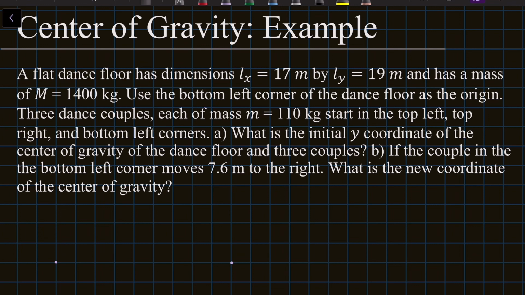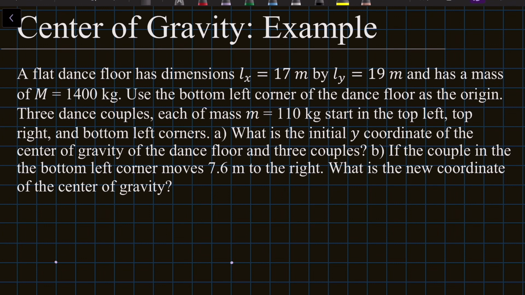Three dance couples, each of mass M equal to 110 kilograms, start in the top left, top right, and bottom left corners. A. What is the initial Y coordinate of the center of gravity of the dance floor and three couples? B. If the couple in the bottom left corner moves 7.6 meters to the right, what is the new coordinate of the center of gravity?